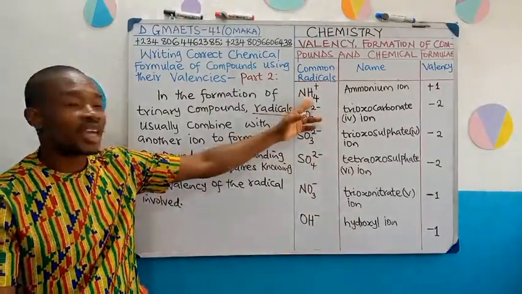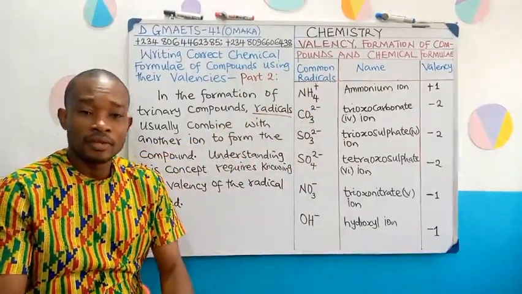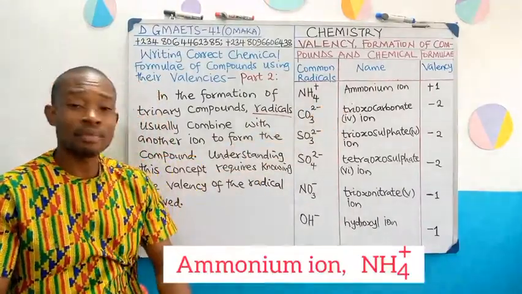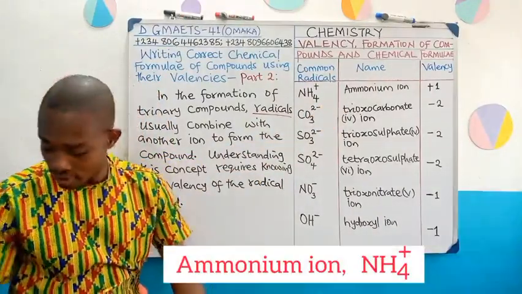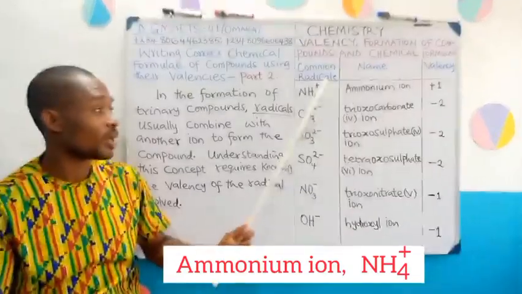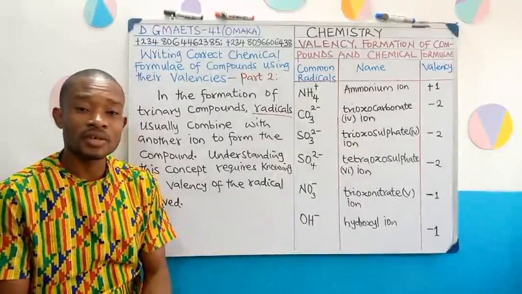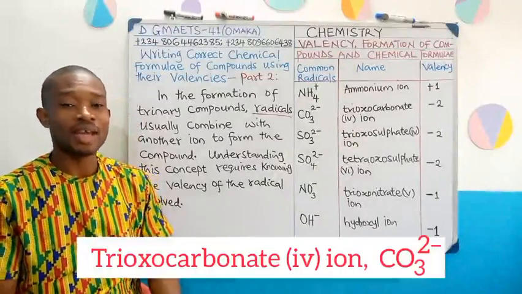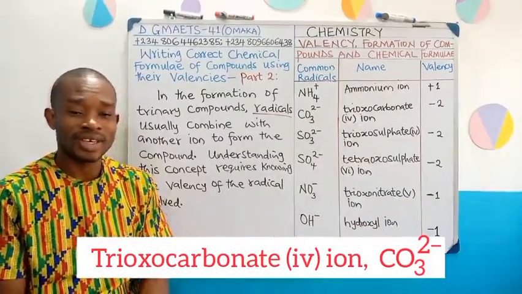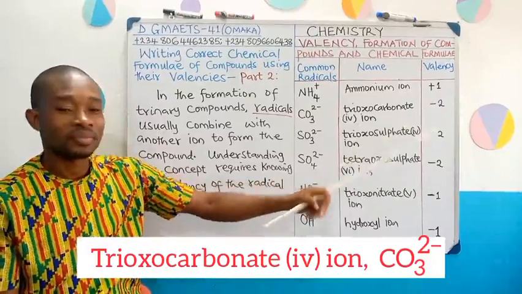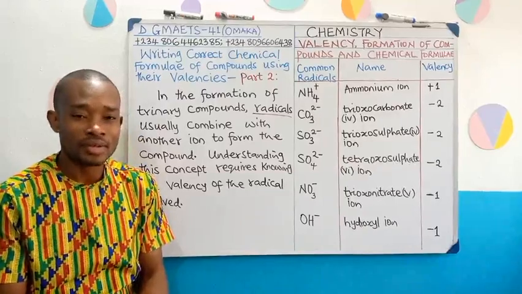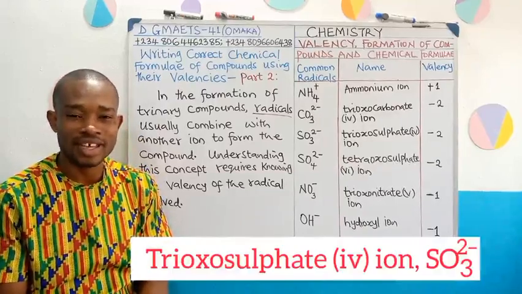One of them we have here is NH4+. The name of this radical is called ammonium ion. Ammonium ion, so don't forget that. And the valency, just like you can see there on the board, is +1. Another one is CO3 2-. CO3 2-, the name is trioxocarbonate 4 ion. And what is the valency? Of course, you can see that. -2. Then we have SO3 2-, trioxosulfate 4 ion.